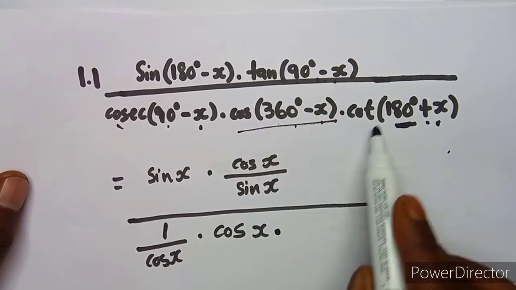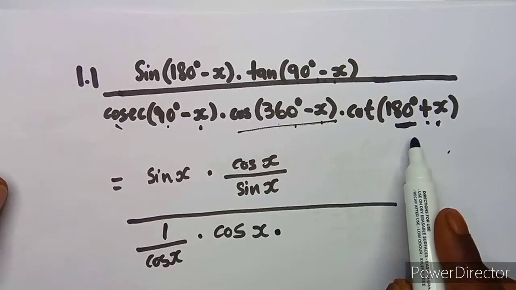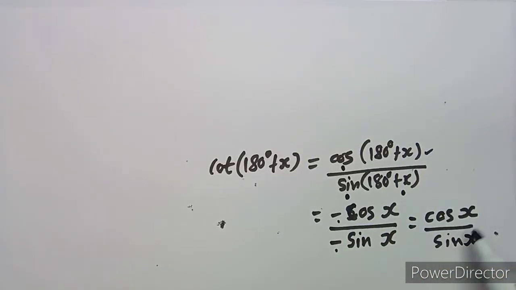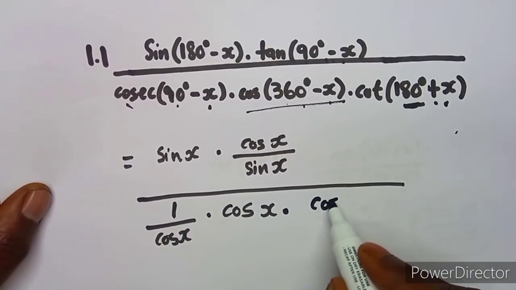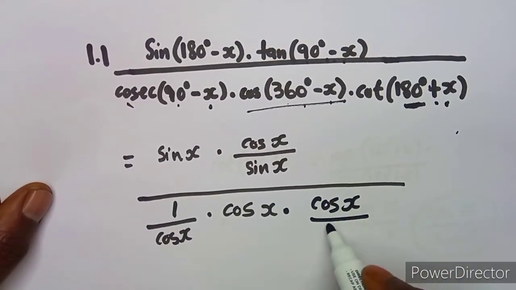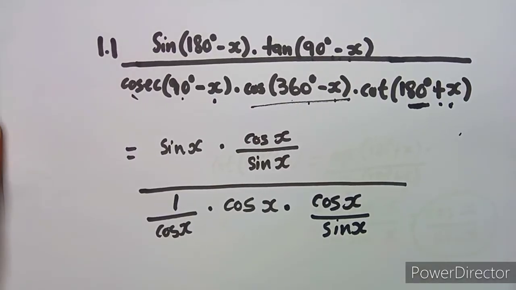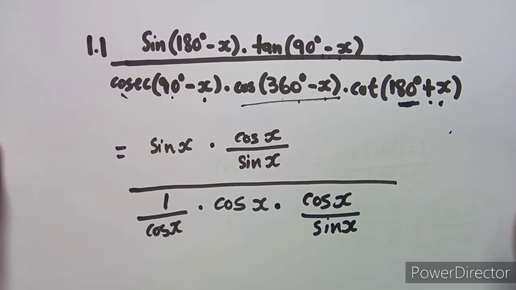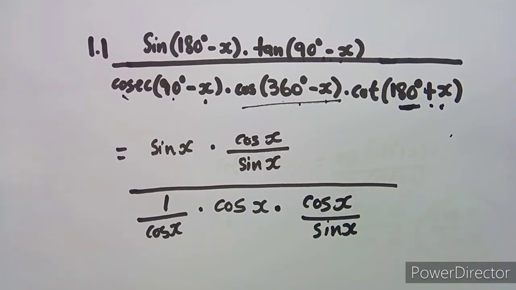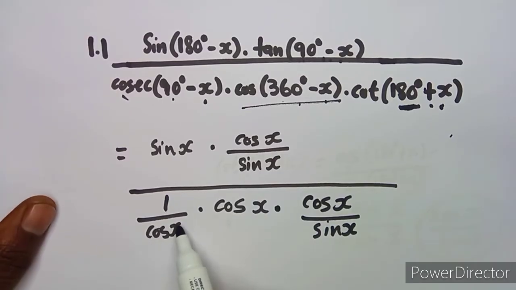So this is the resultant from cot(180 plus x). It gave us cos x over sine x in simplest form. As we can see, guys, we have managed to simplify in terms of the acute angles and so forth. So actually we can cancel whatever is possible.